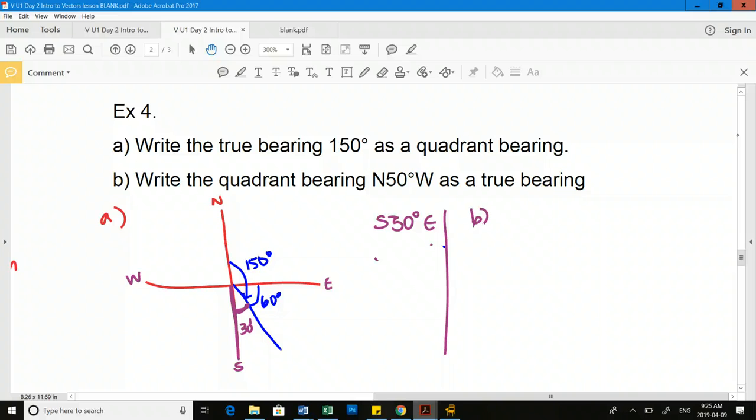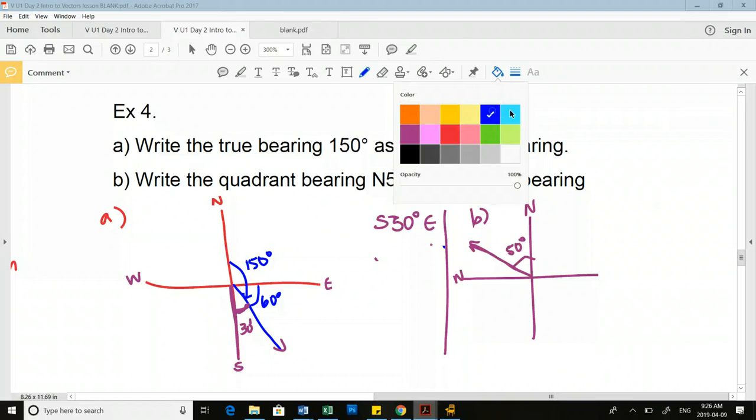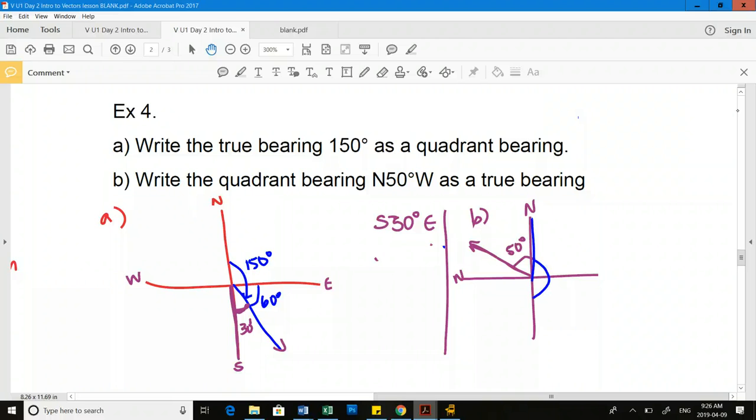Okay, and then for part B, northwest 50. So if this is 50, this is my west and this is my north. Probably should be putting arrows on these. What's the quickest way that I can figure out the distance from this north line all the way around here? Yeah, because this whole thing actually makes a full rotation here. So if I do 360 minus 50, I should actually get this leftover blue piece here. So it's 310.